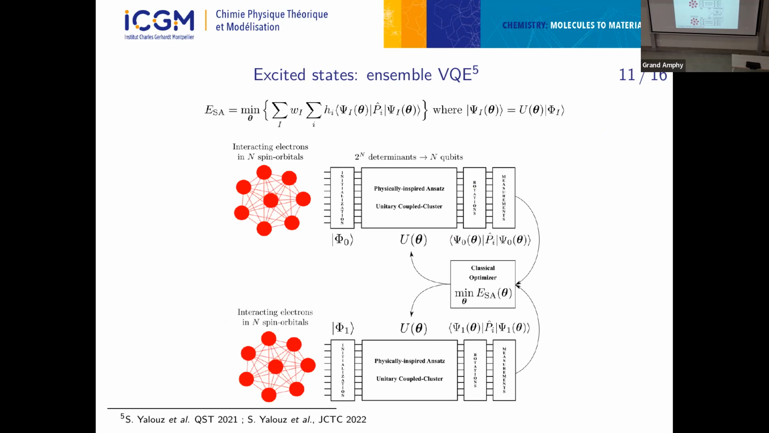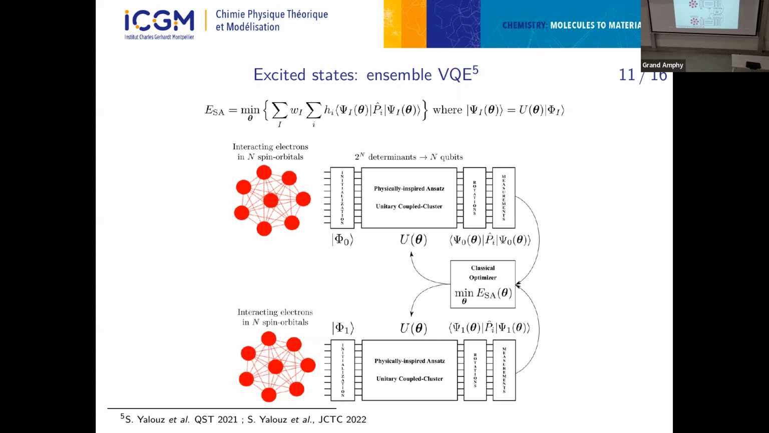Another thing we can do is to find excited states with the variational quantum eigensolver. And to do that, we can consider, instead of just doing the ground state variational principle, so the Rayleigh-Ritz variational principle, we can use the ensemble generalization of this variational principle, which is just a summation over all the states that we're interested in. So we have a weight here, W, of those states, and you can prepare all of those states on different quantum computers, or the same quantum computer, but just different states.